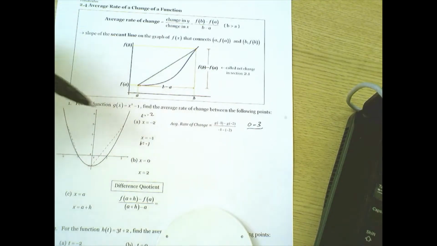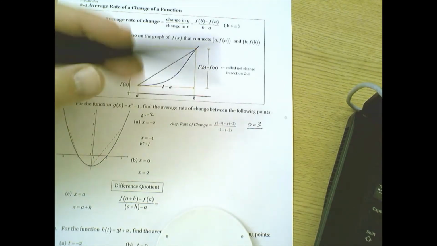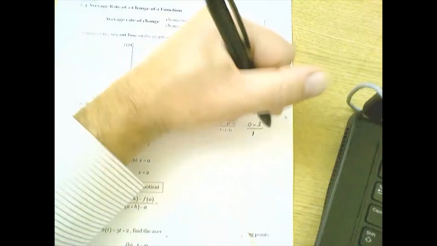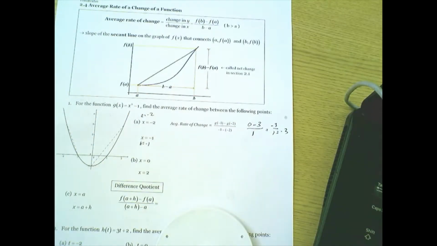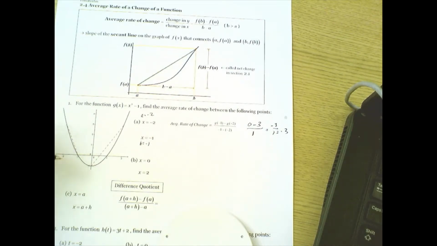B minus a, negative 1 minus a, negative 2, negative 1 plus 2, that'll be 1. And what's my change? Negative 3 over 1. My average rate of change is negative 3. And if I look at that slope, that's exactly what I see. What did I do? Well, I went down 3 with my y coordinate. I went over 1 with my x coordinate. Change in y over change in x. Negative 3 divided by 1.